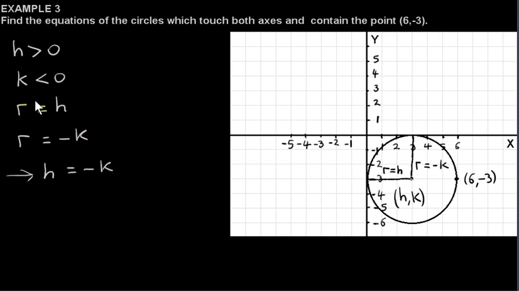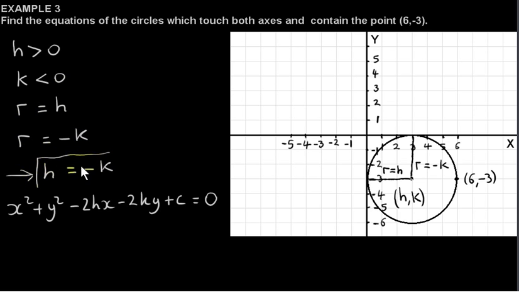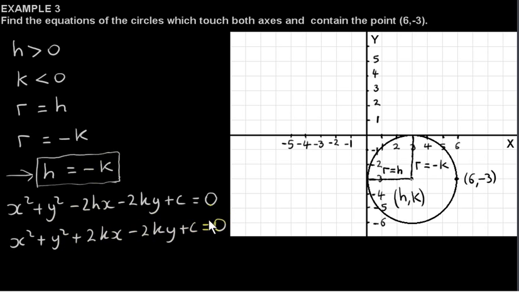We can see that both h and minus k are equal to r, which means that h must equal minus k. Let's start by using the fact that h equals minus k. We write down the general equation of a circle, and we will replace h with minus k. So we'll have minus 2 times minus k, that's plus 2k. So we've eliminated one of the unknowns.